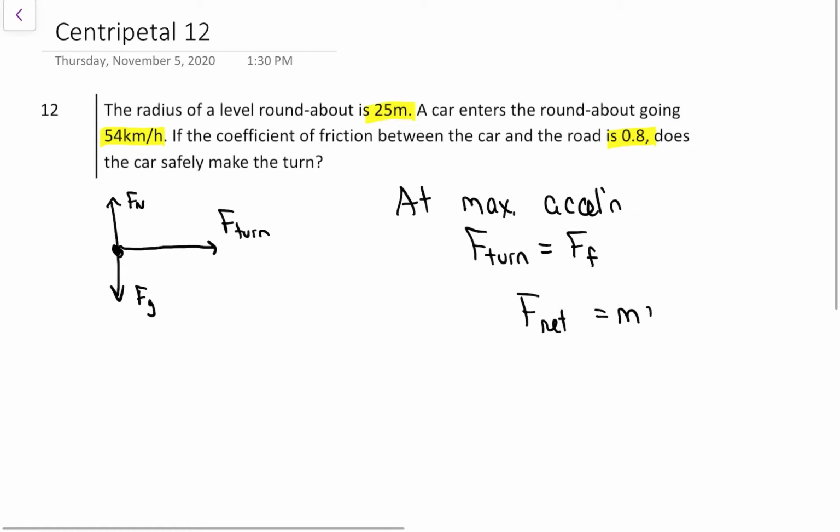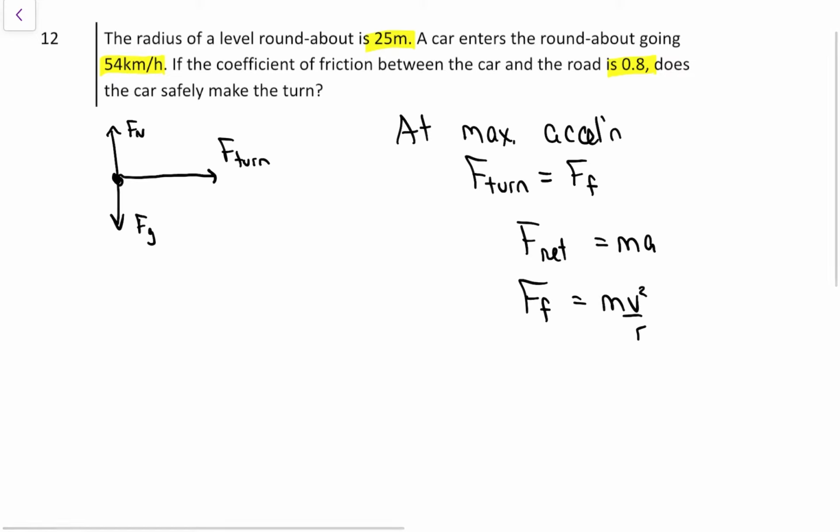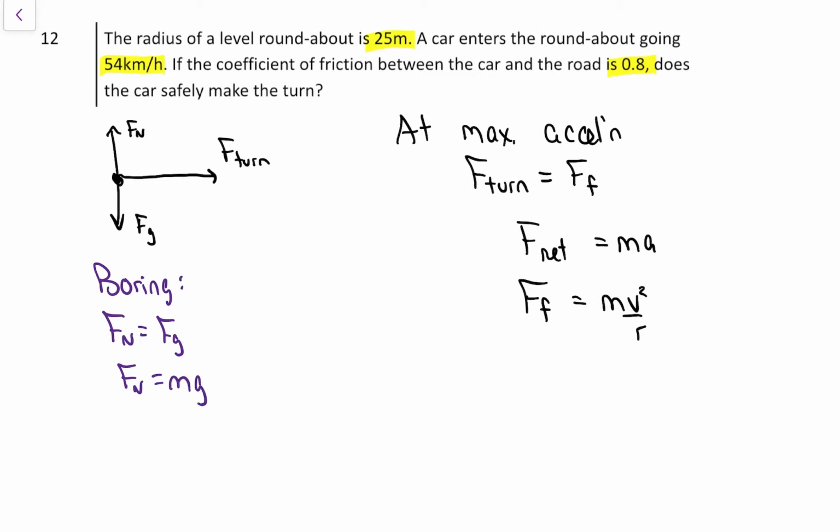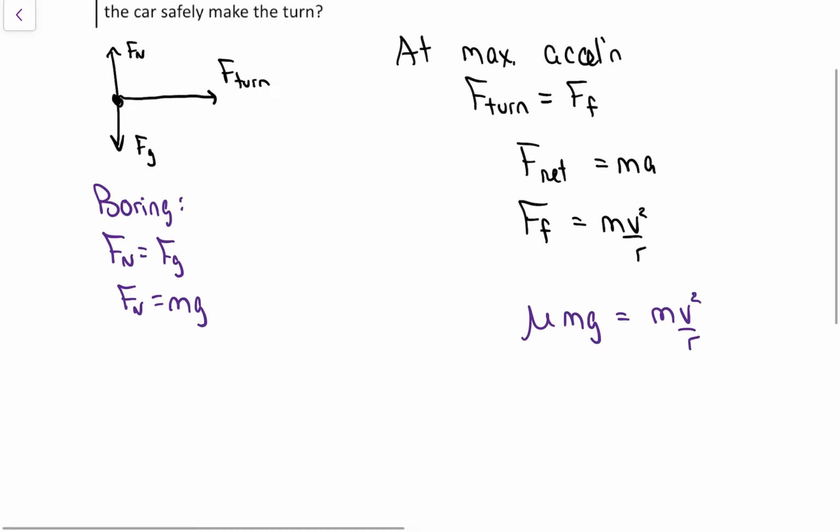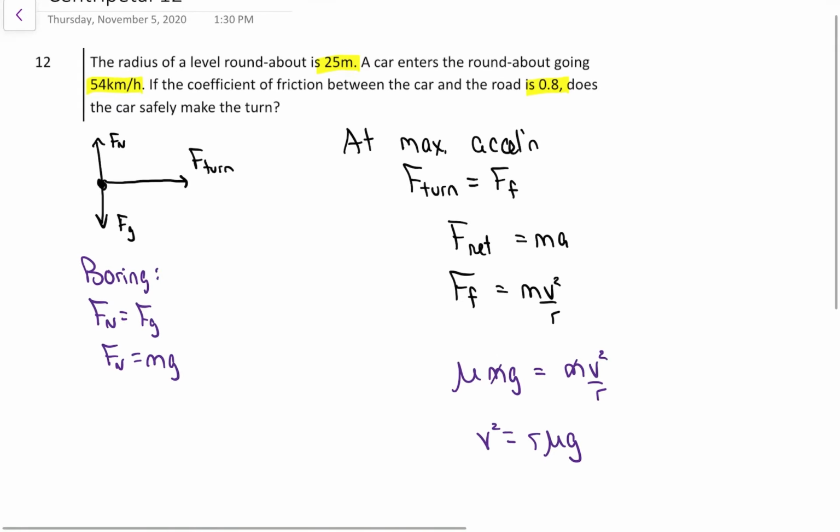When we set up F net equals ma, F net becomes F_f, and the a becomes mv squared over r. On a level roundabout, there's nothing going on vertically, so I would call that a boring case. The normal force is the same as gravity, which of course is m times g. So we get the force of friction is mu mg, and that's equal to mv squared over r. We saw this before, the m's are going to cancel out. We get v squared equals r mu g, or the v squared equals rug equation.